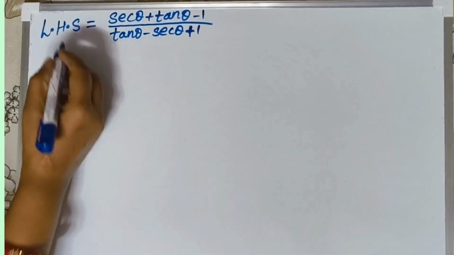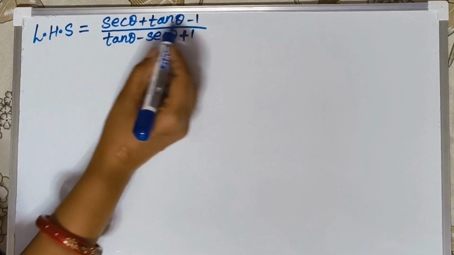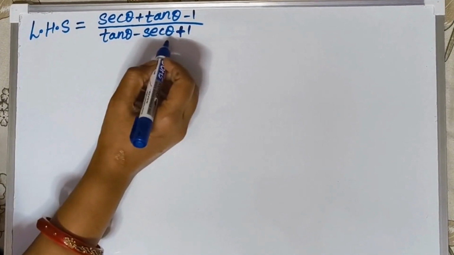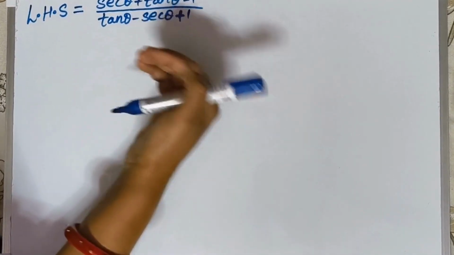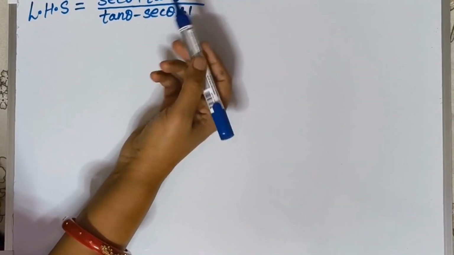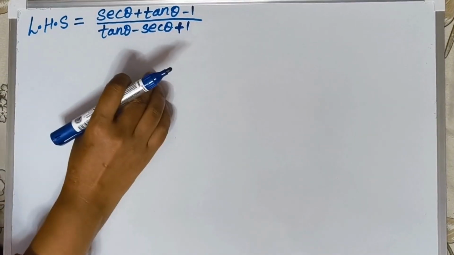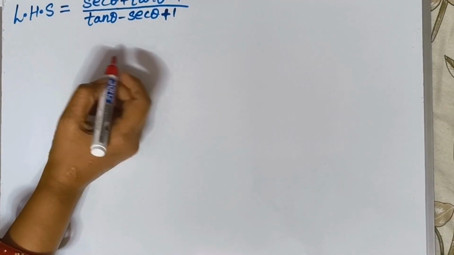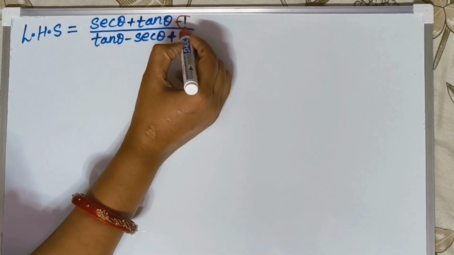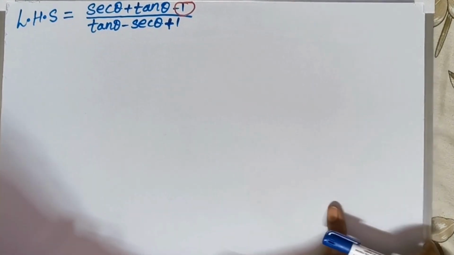So I have written the LHS term here: (sec theta plus tan theta minus 1) by (tan theta minus sec theta plus 1). Now, we can break these terms in many ways, like sec theta, tan theta, or the denominator and numerator separately, but that will not give a solution. Then what should we break in this term to get our RHS? This minus 1. This 1 we have to break.